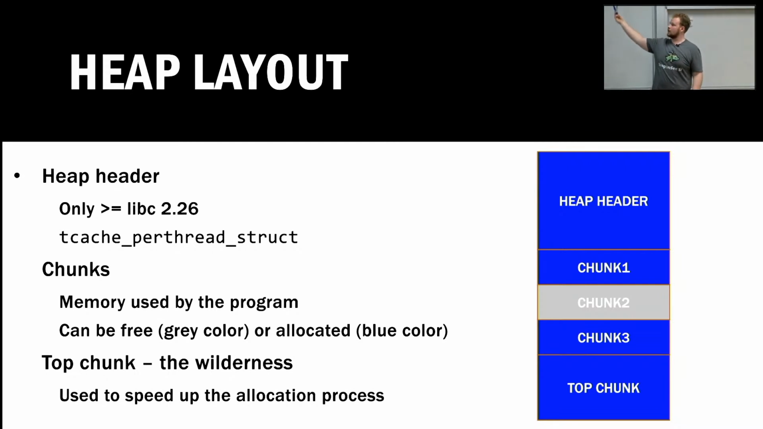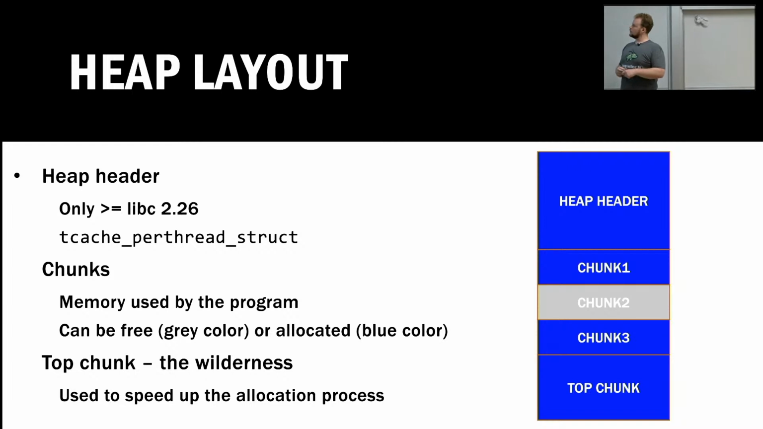You have a heap header. It's only present from libc 2.26 and onwards, because then the tcache was introduced. We will take a look at tcache later. And then you have chunks. A chunk is basically a set or space of memory that malloc or calloc will return. When you call malloc and you give it a size, it will return a pointer to a chunk, and the chunk will be the size that you specified. That's it. These are the chunks.